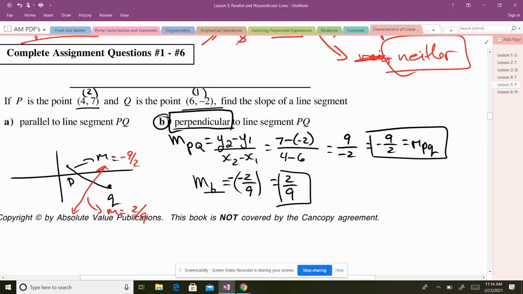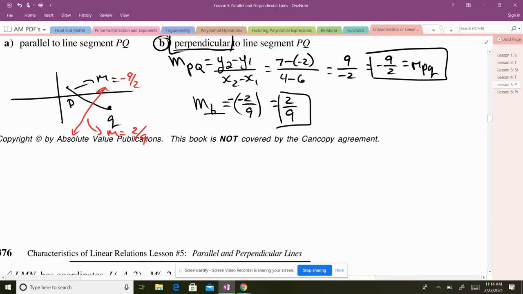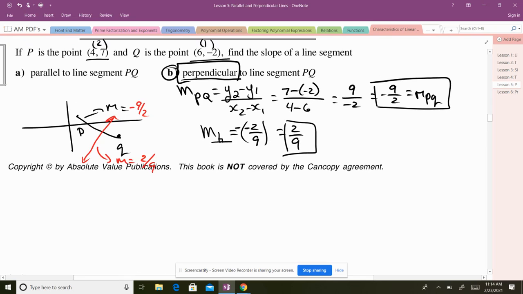Does that make sense just by looking at the way I drew it? Why not? If it's a negative slope, what does it have to do in terms of going left to right? It has to go down, right? And then because this is positive, you know it has to go up from left to right. Okay. All right, we got one more thing to do.